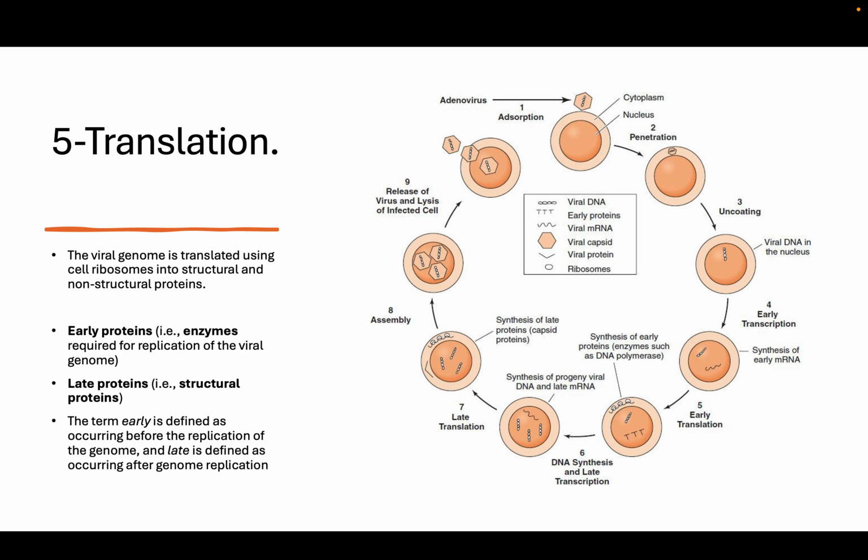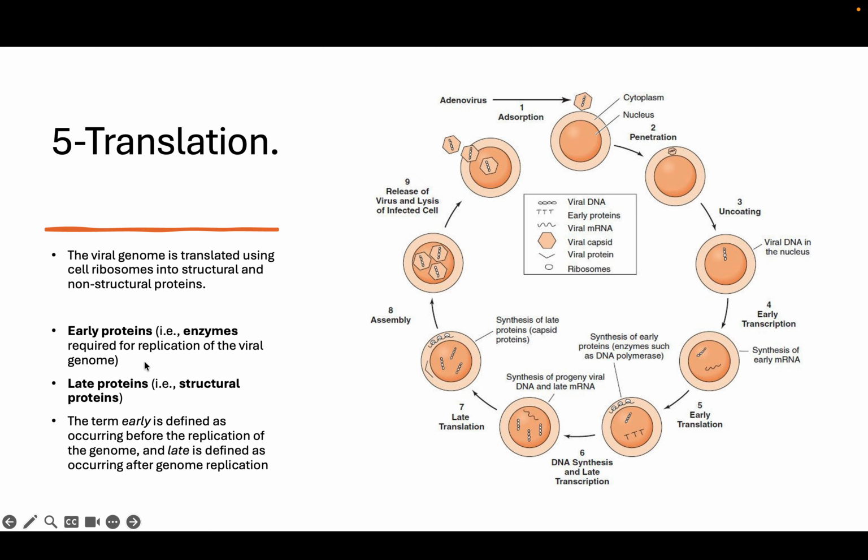So once we have the mRNA, that's out and done, now comes translation. And translation, as I said before, has two ways. You have the early proteins and the late proteins. So what defines early proteins or late proteins? We define it by the replication of the genome in the middle. Anything that happens before the replication of the genome is called early, and anything that happens after is called late.